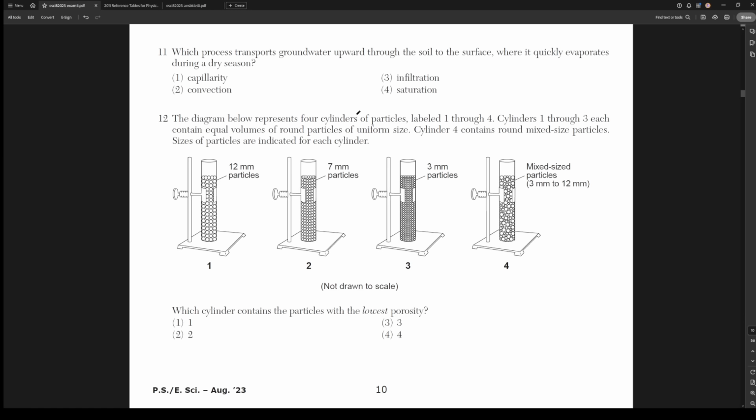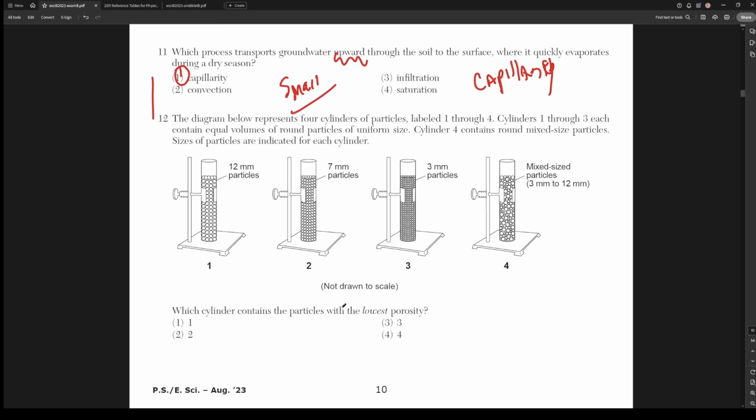Number 11, which process transports groundwater upward through the soil? This is going to be, write again, capillary action, or capillarity, is the answer. It's when water moves up through very small particles; you need very small particles to get that to work.